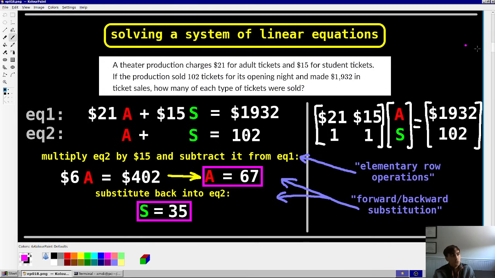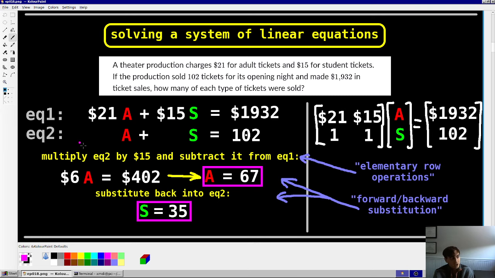Just to jog our memories, what does it mean to solve a linear system, or system of linear equations? Well, here's a word problem from first grade. A theater production charges $21 for adult tickets, $15 for students. They sell 102 tickets for almost $2,000. How many of each type did they sell? The idea is you make two equations. Equation one is that of the revenue, so 21A plus 15S equals the proceeds. Equation two is that of the number of tickets, A plus S equals 102. A is the number of adult tickets sold, S is the number of student tickets.